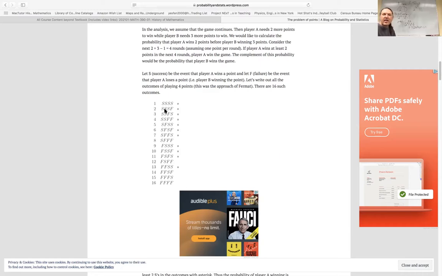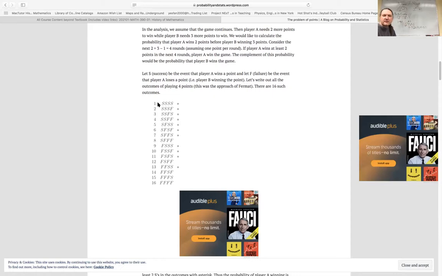But in any case, remember, player A needs 2 more to win. So any of these where player A gets 2 more, they will win. And so 2, 2, 2, 2. Some of them have more than 2. Yeah, that's fine. This one they only had 1, 3, 2, 2. This one they only had 1. This one they only had 1. All right, fine.